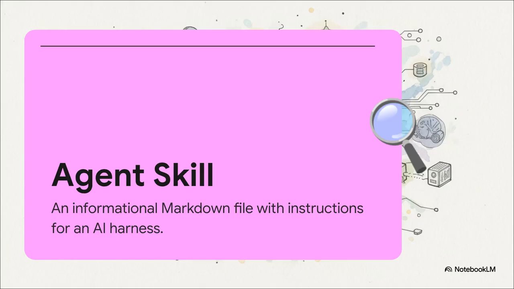An agent skill is essentially just an informational manual for your AI. It's not an executable program. It's usually just a simple markdown file that you feed into an AI harness like Claude Code. It basically just tells the AI things like, hey, here are our internal coding practices, or always name your variables this way. It's purely informational text.